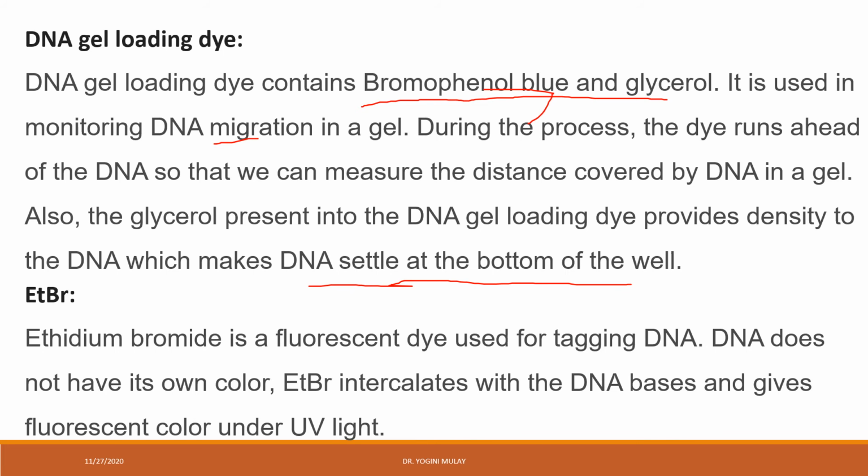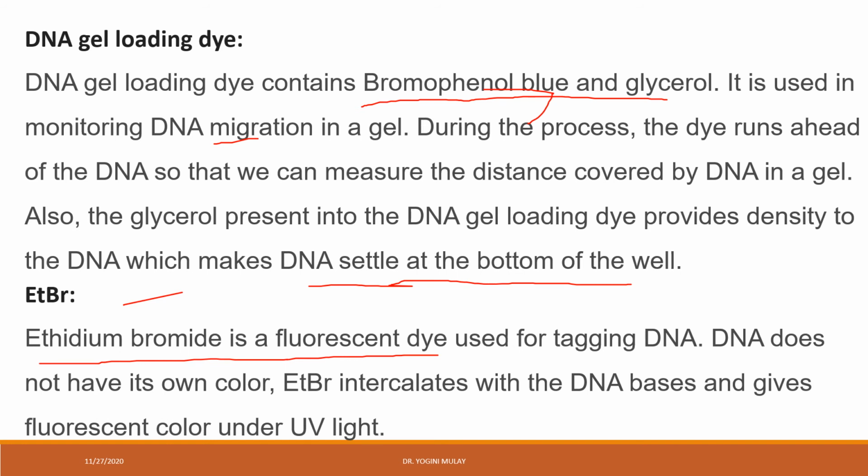Next, we need the ethidium bromide. Ethidium bromide is a fluorescent dye. Fluorescent means what? It absorbs light in the UV range, whereas it emits in the form of visible light. And this ethidium bromide, being an intercalating agent, gets intercalated in between the two nucleotides, and thus wherever the bands are present, we can see the emission of light from that particular site.